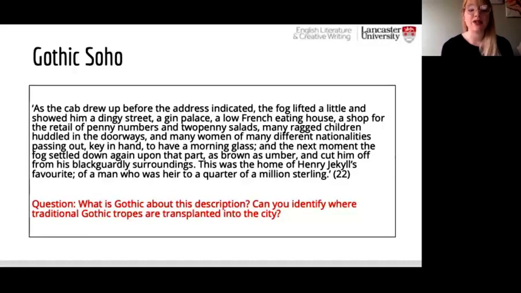So what I want you to think about here is, what is Gothic about this description? Can you identify where traditional Gothic tropes are being transplanted into the city? So we can see from its use of fog and the dark, we create a sense of mystery and isolation, which is a traditional Gothic trope, which is being used here in urban Gothic, particularly in the work of Charles Dickens. These crowded and bleak surroundings can also be the result of industrialization, making this type of Gothic description particularly pertinent to urban Gothic.